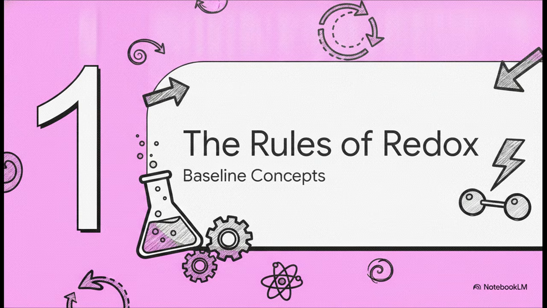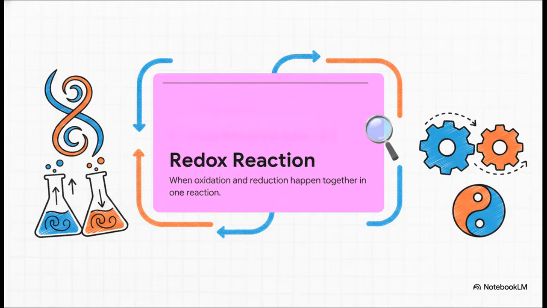Let's establish our baseline concepts. So let's look at the big picture for a second. When you hear the term redox, which is really just a perfect mashup of reduction and oxidation, it simply means that these two processes are happening together in one single reaction. They are an absolute package deal. You literally cannot have one without the other. If something is gaining, something else has to be losing. They occur simultaneously, locked in this continuous chemical dance.